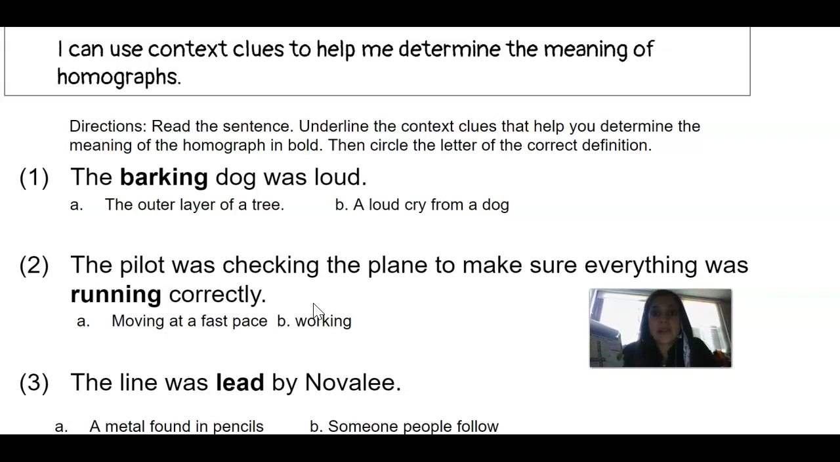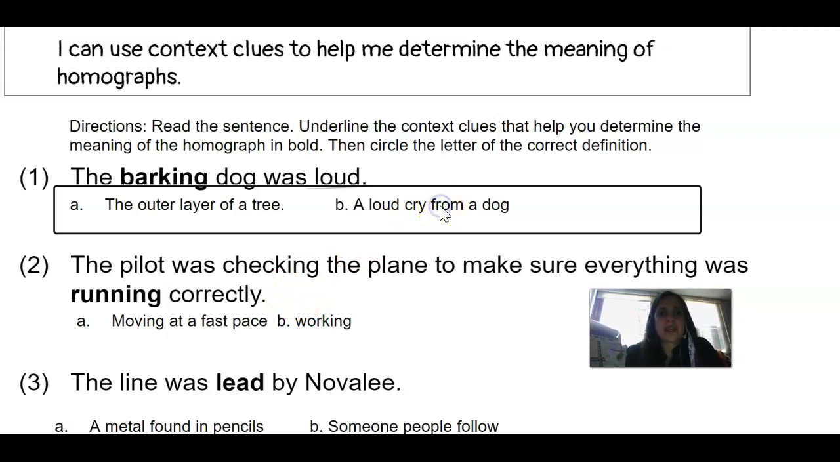That word is spelled the same as another word, and it does sound the same, but different meanings. So if we look inside the word, bark could mean the outer layer of a tree, and it could also mean the loud cry of a dog. So now I'm going to look outside my word at the clues, and I see loud, and I also see dog. Now I'm going to see what definition matches. The outer layer of a tree or a loud cry from a dog. A loud cry from a dog.